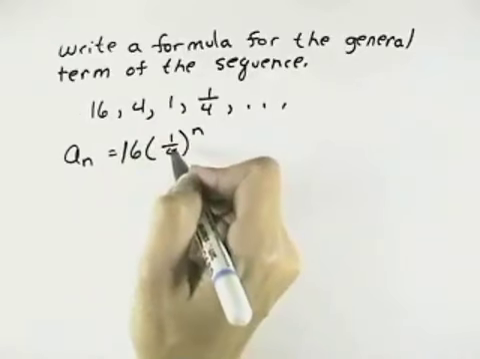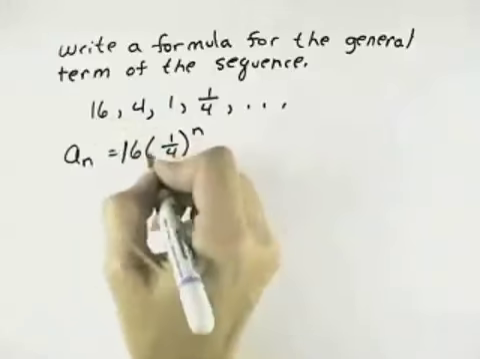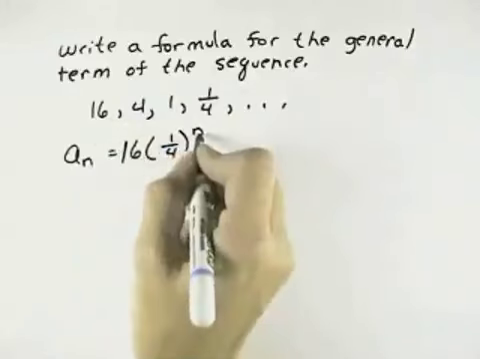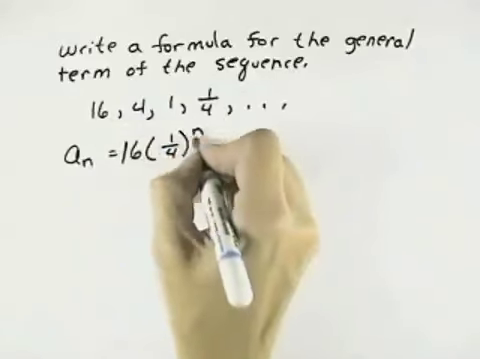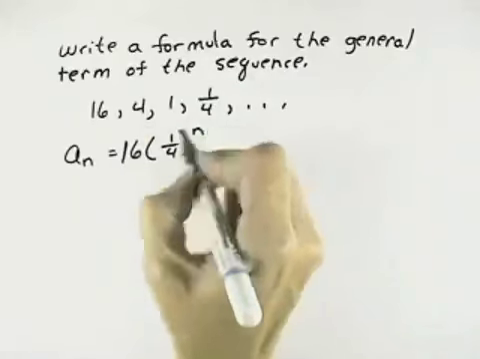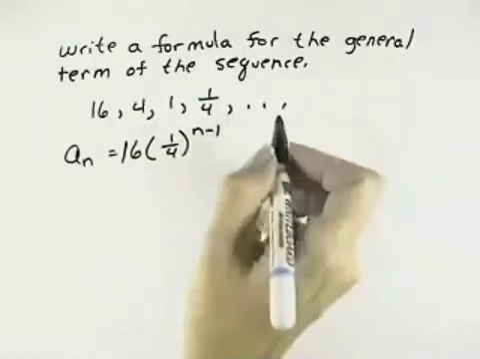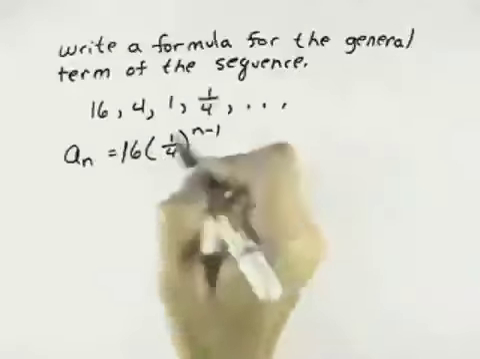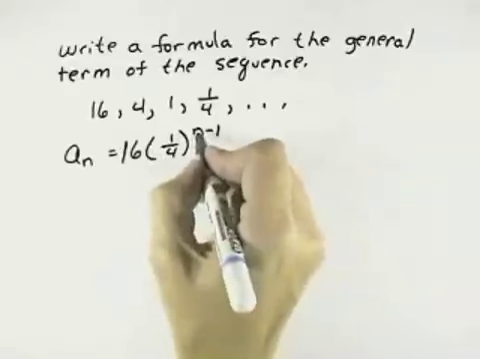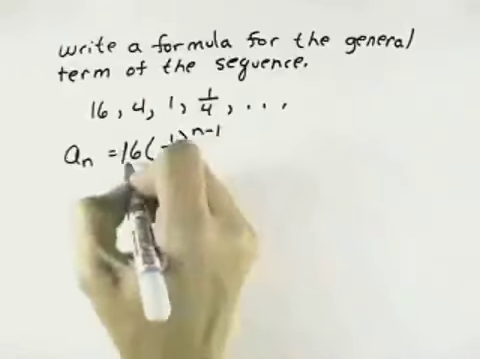But then what I need to figure out is, this would be when n is 1. Well, I want the 16. I don't want 16 times 1/4 when n is 1. But if the exponent were 0, then the 16 would be my first term. So to make an exponent of 0 for my first term, I'd have to have 1 less than n because n starts with 1. So when n is 1 for my first term, 1 minus 1 is 0. So that means I'm not multiplying by the 1/4 yet, and I just have the 16.